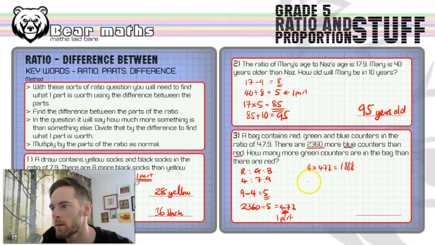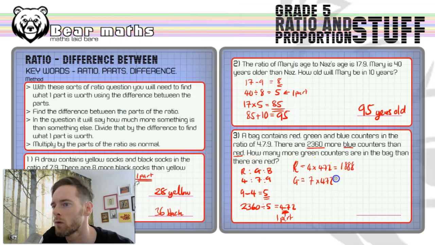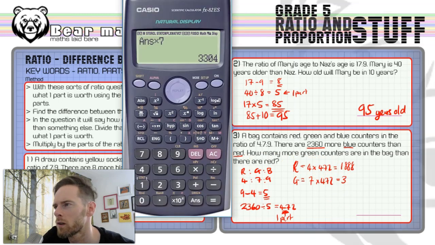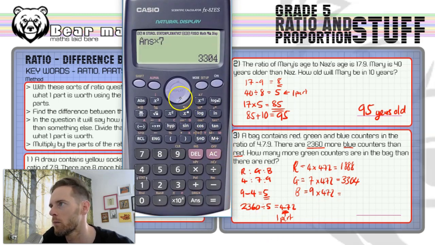Okay, let's get our green counters. Green equals 7 multiplied by 472. So I'm just going to divide by 4 to get it back to what it was, and then multiply by 7. And that's 3,304. Was it 3,304? Yeah. And then the blue ones are 9 times 472. And I'm working all 3 out because I've forgotten what the original question was, so I'll just divide that one by 7 and then multiply it by 9. So 4248.